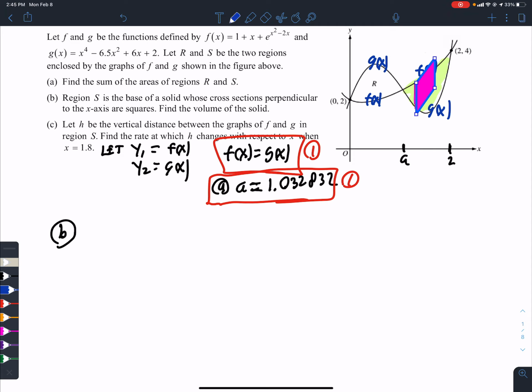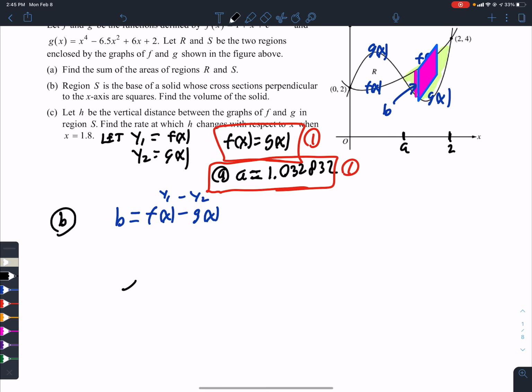So I'm going to label the bottom here, this as b. So what's little b? That's going to be big Y minus small y, f of x minus g of x, which is y1 minus y2, FYI. So we're going to add those up, starting at a, ending at 2. And to get the volume, you need the volume of every single one of those squares. So the volume is base times height, which is b squared, times the thickness of that square, which is dx, and we are home free.